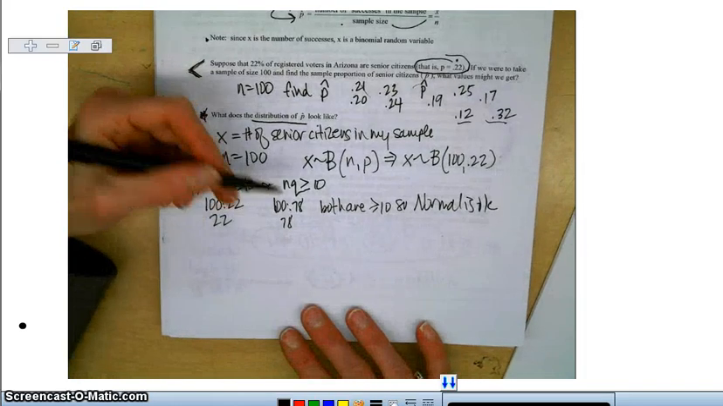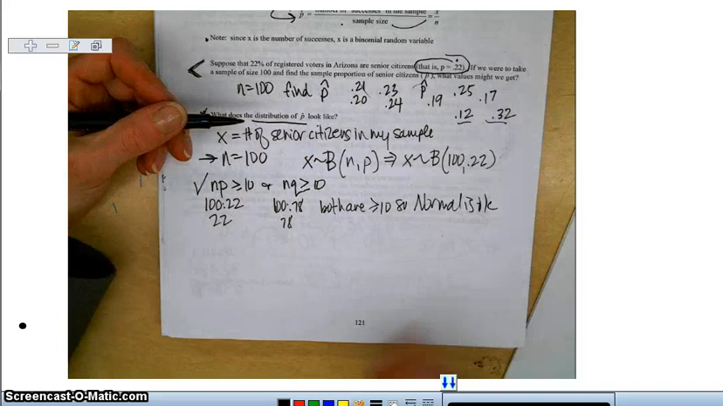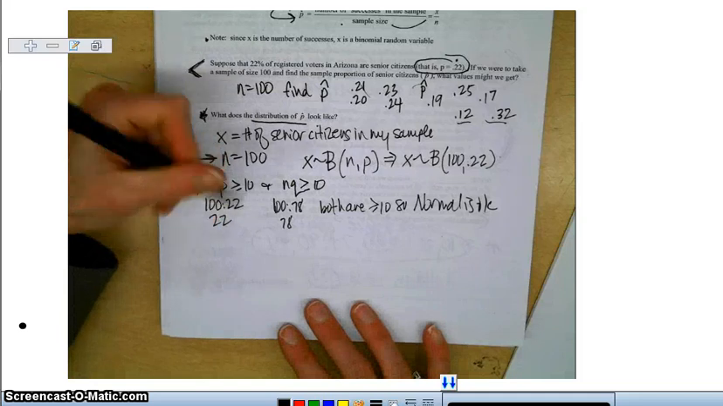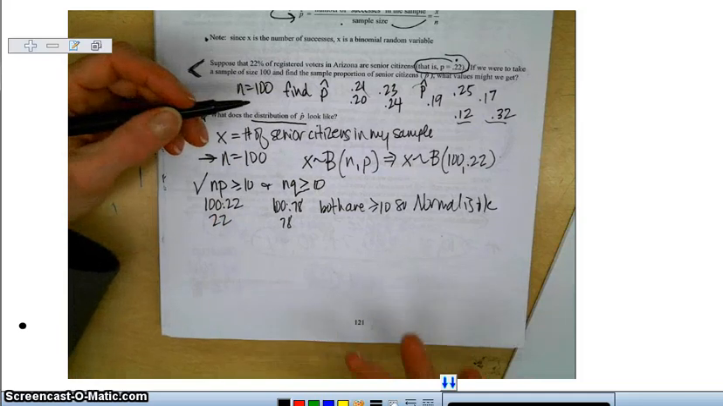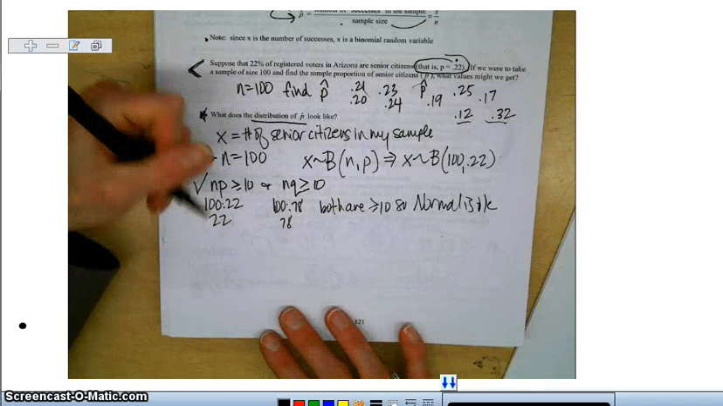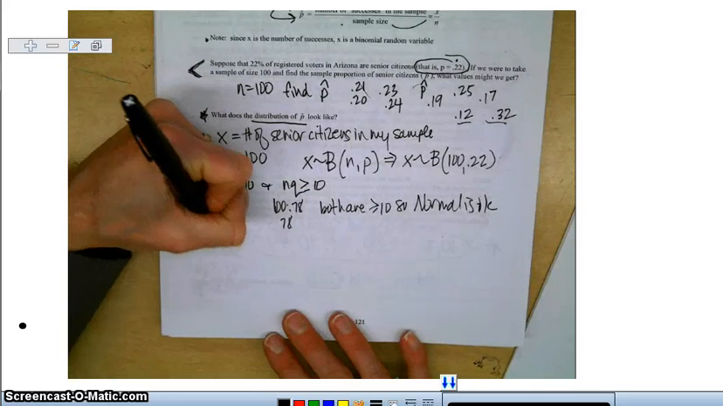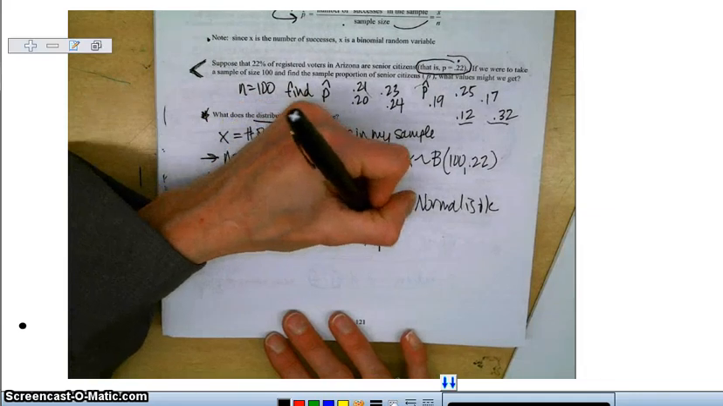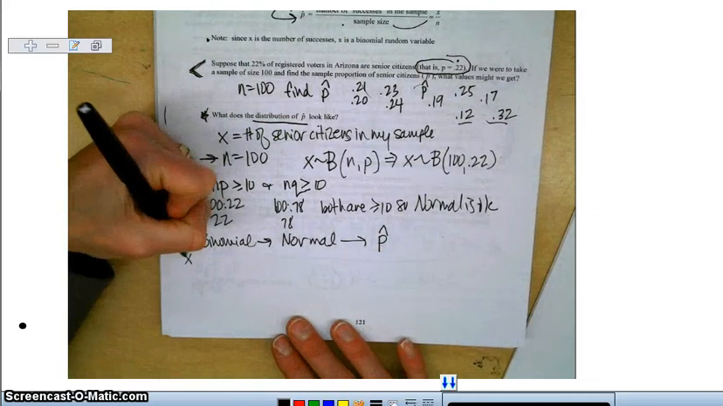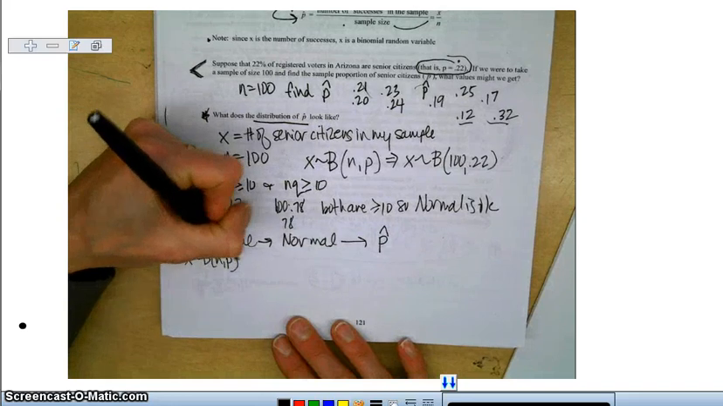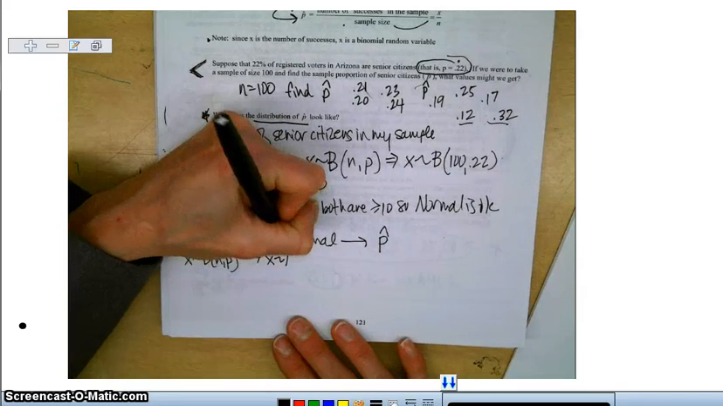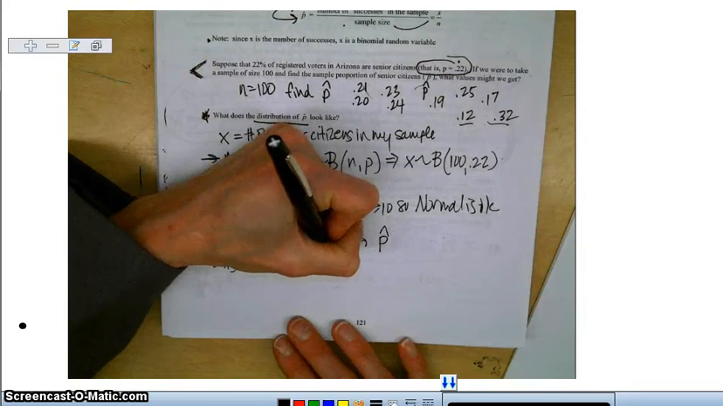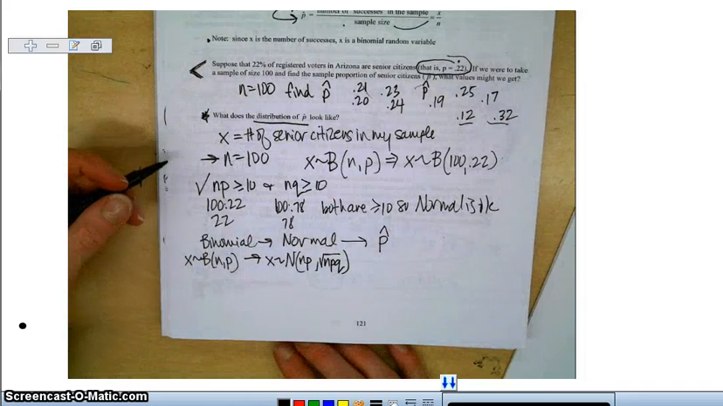All right, so we're getting to the distribution of p hat. First, we're going to do the normal. Now we know that we can change this into a normal, but p hat is what we're really looking for. So first let's change the binomial to a normal, and then we're going to change that into a p hat. So x is binomial, n comma p. Change it to a normal: x is normal, n times p, comma, square root of n times p times q.